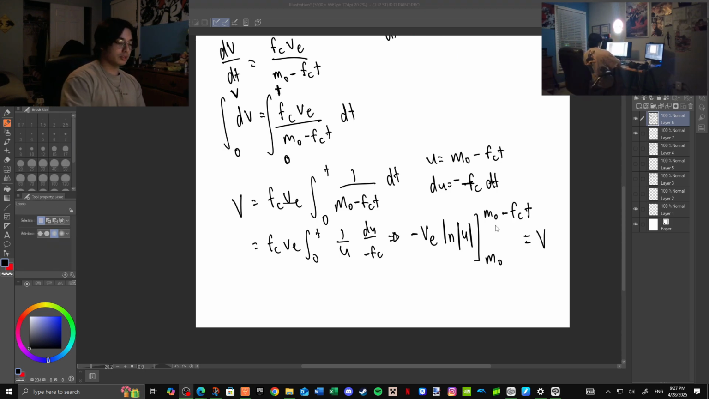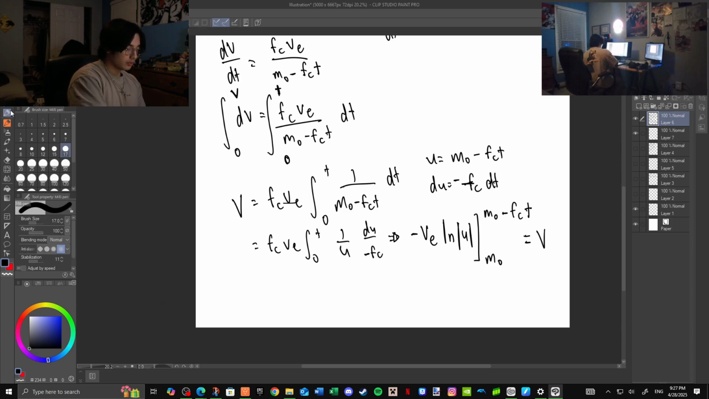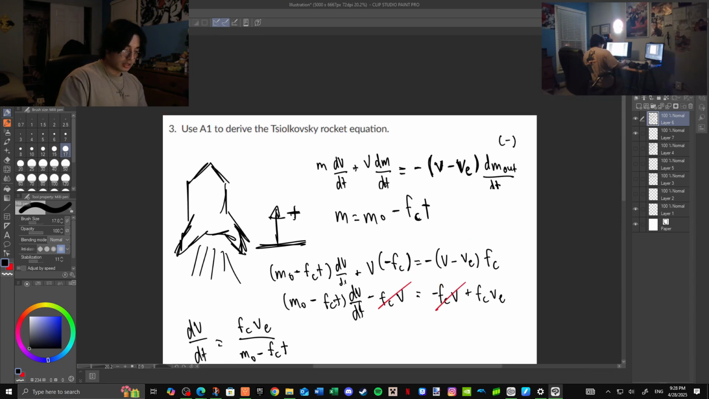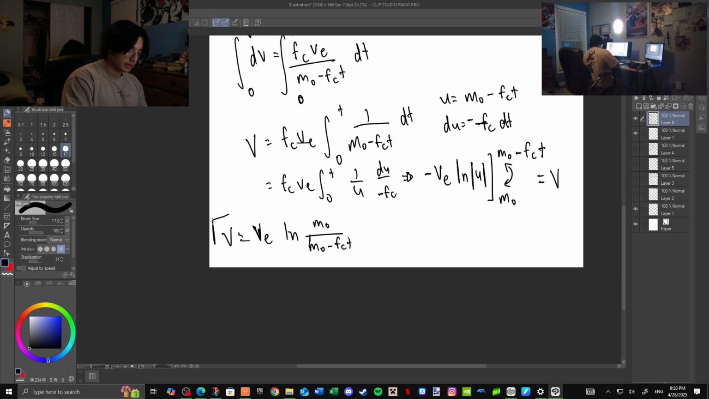For the final part of this expression, we will have negative ve, and so we can actually make that positive, but that will flip the bounds upon each other, right? So this is going to be positive ve times the natural log of m naught over m naught minus fct, and this right here is the rocket equation we're asked to develop from the beginning.